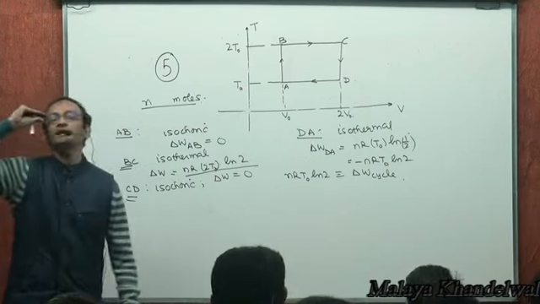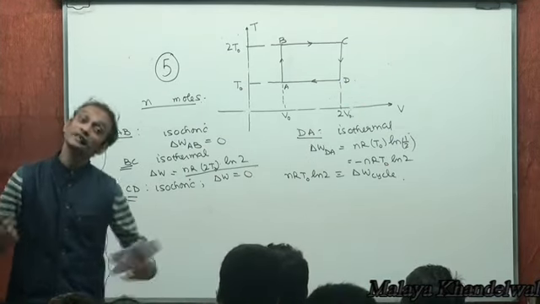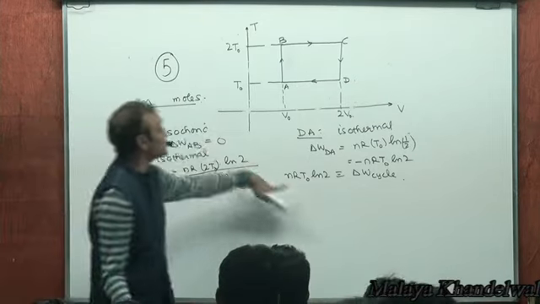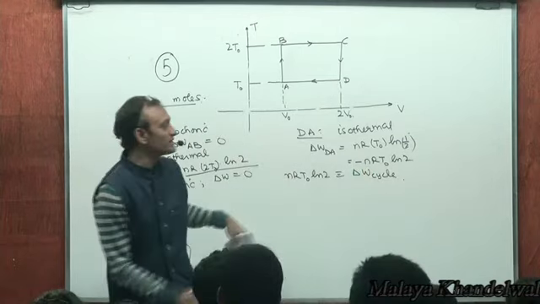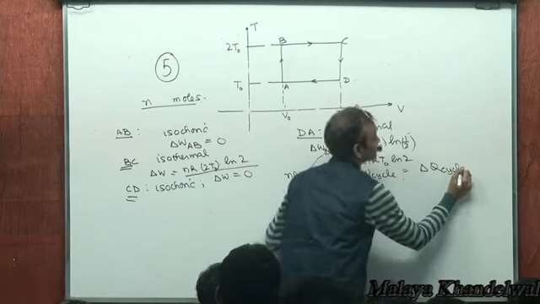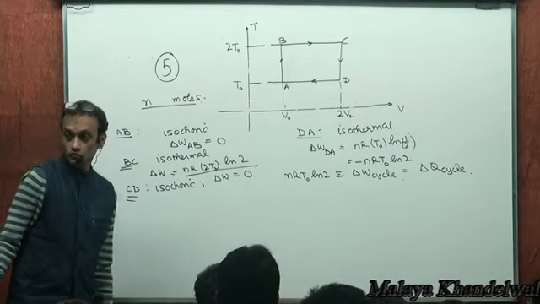What's the heat supplied in the cycle? Net heat supplied to the cycle? Same as net work done. Why? Because change in internal energy in the cycle is 0. So net heat supplied would be the total work done by the cycle. So this will also be delta Q by the cycle. Yes or no?